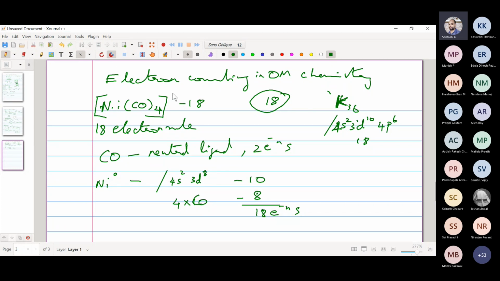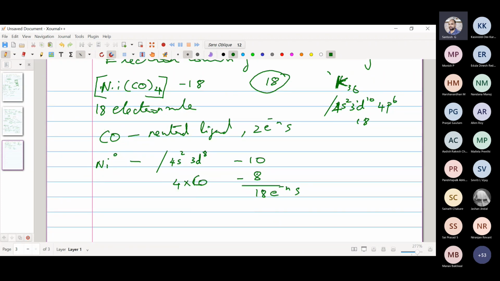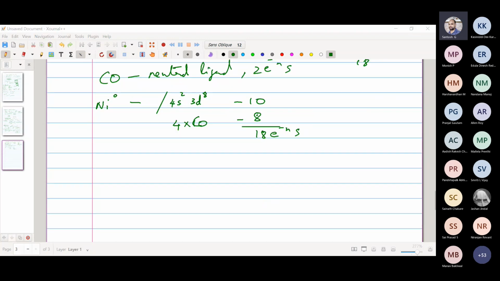Some of the complexes carry a charge, and some of the ligands are not neutral, but they are charged, or mostly anionic complexes. So what do you do in terms of these? There are two ways that you can do the counting. One method is called the neutral ligand method, and the other one is what is it called?